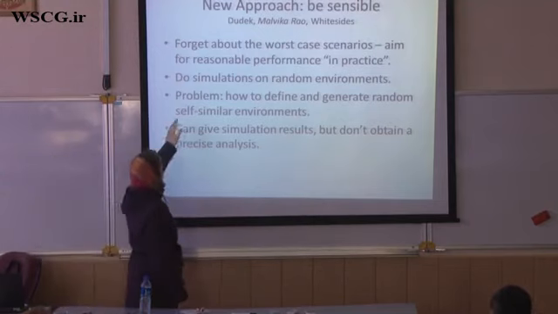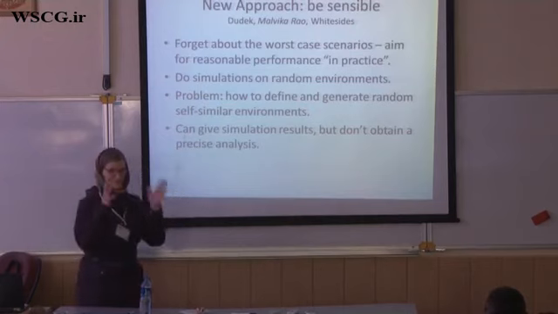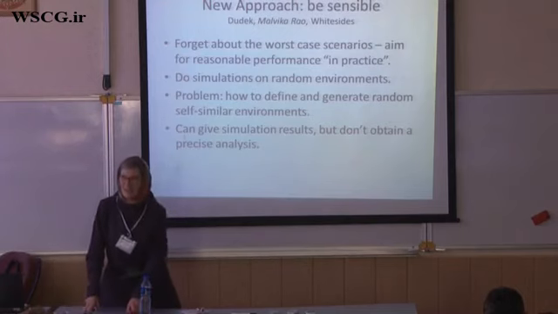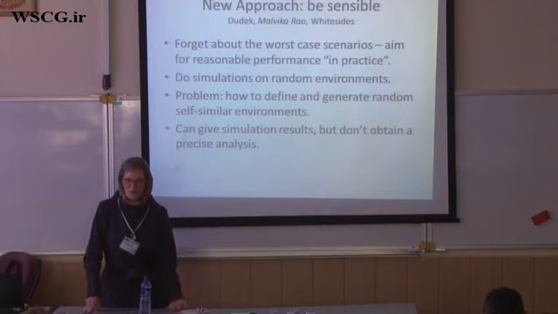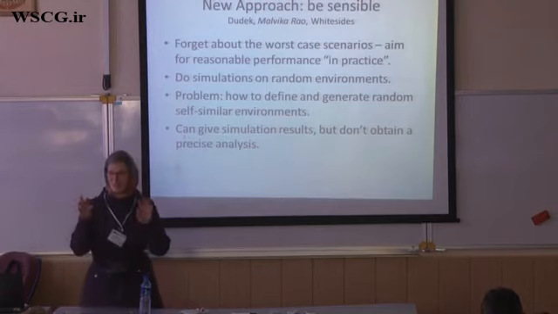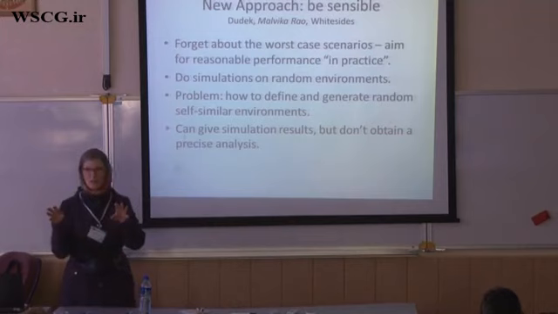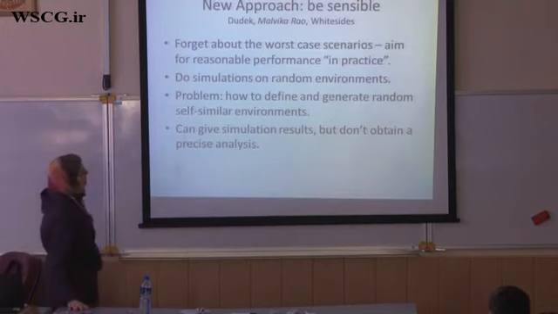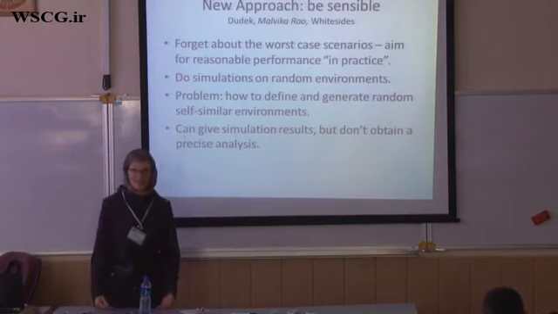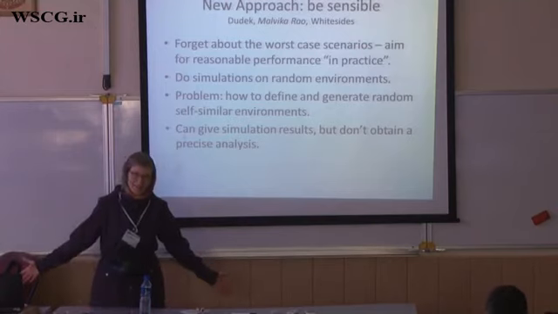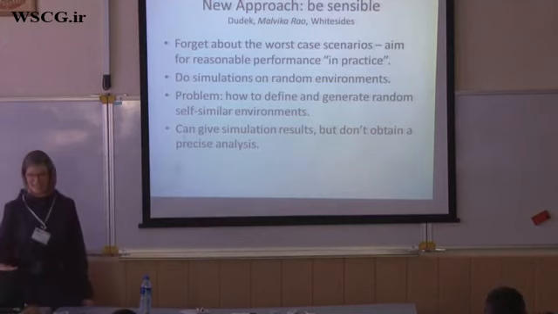One interesting problem that arises with this mentality about studying localization problems is that if you're going to do simulations and validate your theoretical results by simulations, you need to be able to generate random environments, random self-similar environments. What does self-similar mean? Environments where there are situations where the robot can't tell exactly where it is. That's what we mean by self-similar. So you need to do simulations, and you have to generate these environments. How do you generate a self-similar environment at random? No idea. So that in itself is an interesting thing to think about.